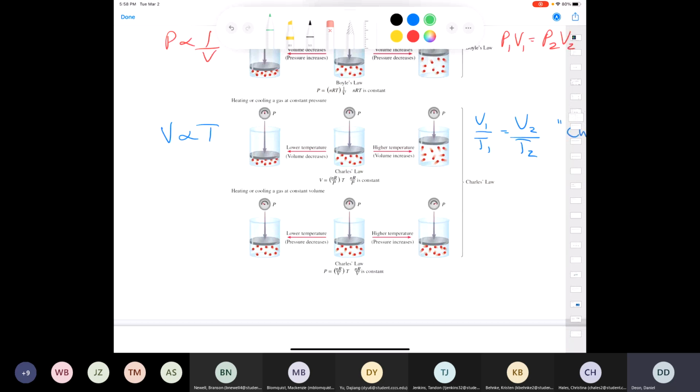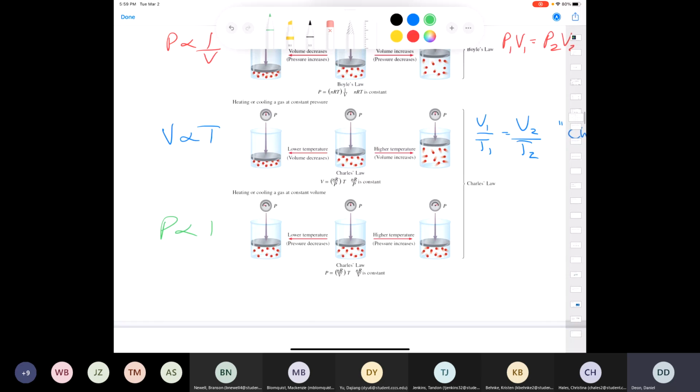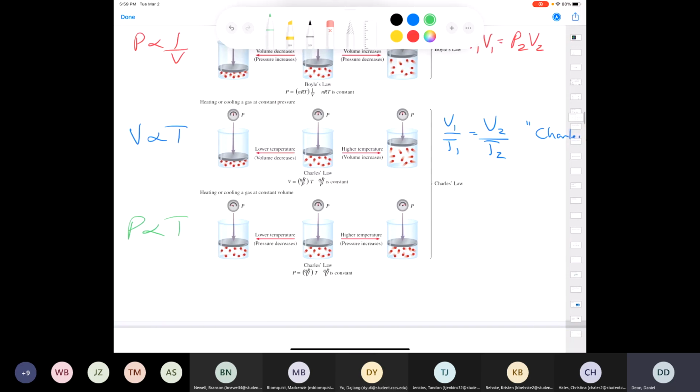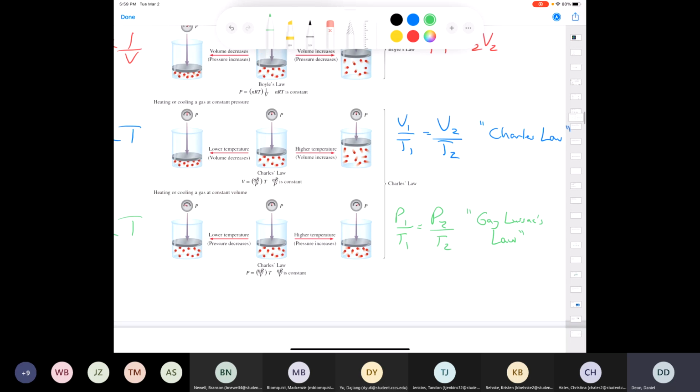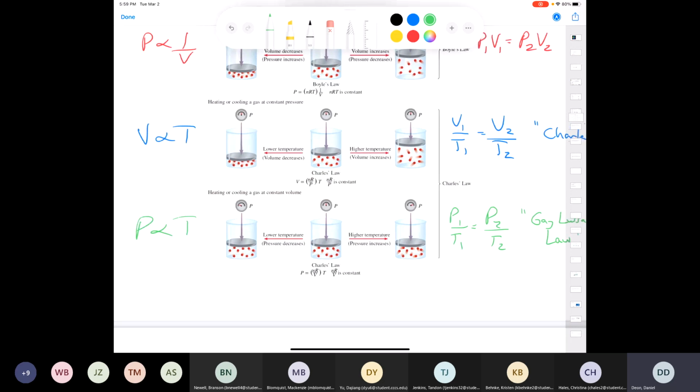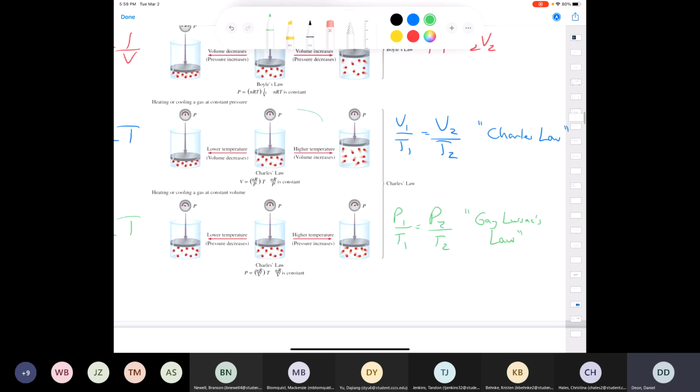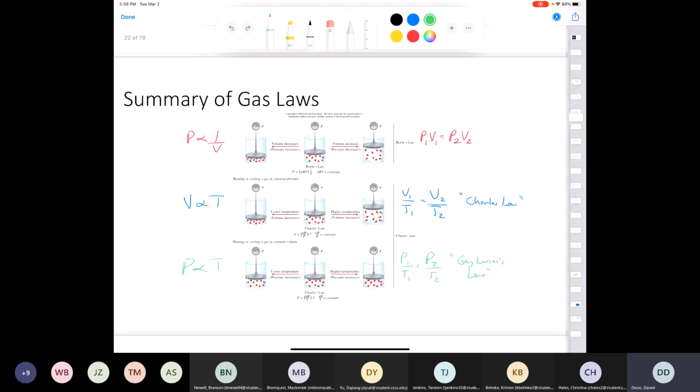When we look at the relationship between pressure and temperature, we see that pressure is directly proportional to temperature. As pressure goes up, temperature goes up; temperature drops, pressure drops. So we have P1 over T1 is equal to P2 over T2. This is the one that I call Gay-Lussac's law. It's just easier to distinguish between them. But in our book, the author, Raymond Chang, defines both of these as Charles' law, and calls them Charles' and Gay-Lussac's law.